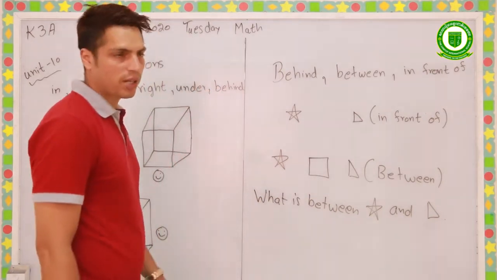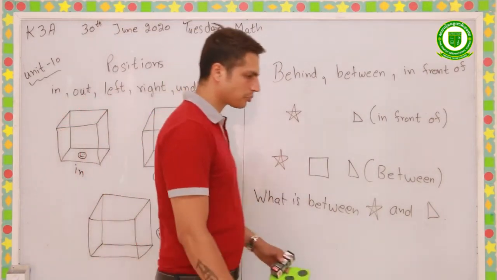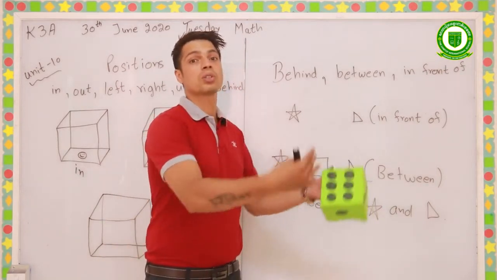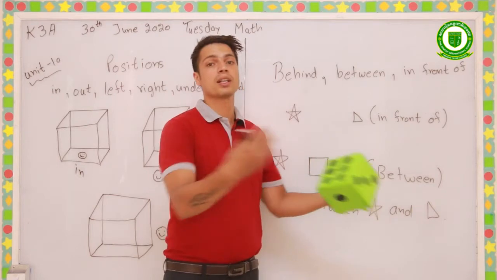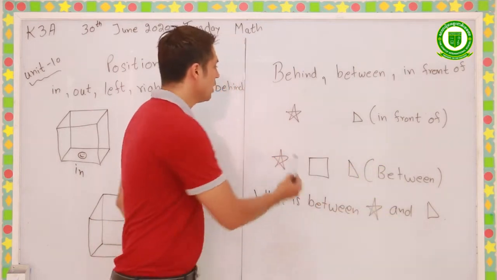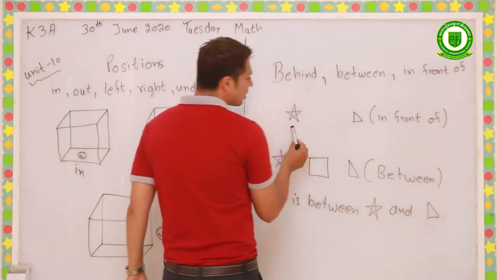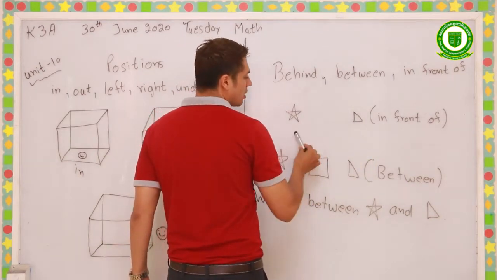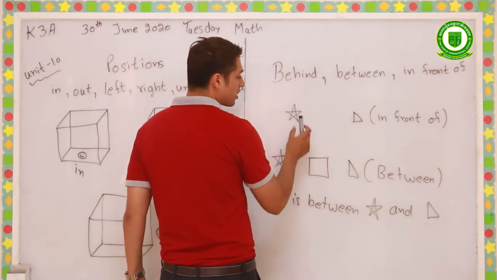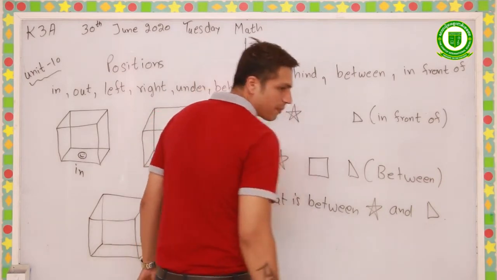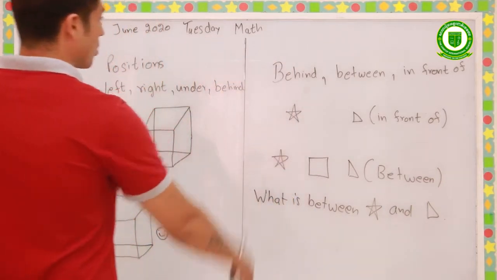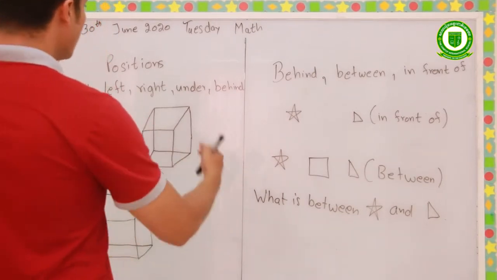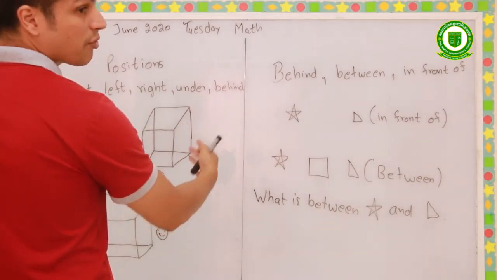Next, in front of. In front of means what you see when you face eye to eye. What is in front of you? In front of the star there is one triangle, so the triangle is in front of this star. Now I look at the board. What is in front of me? In front of me is a whiteboard.